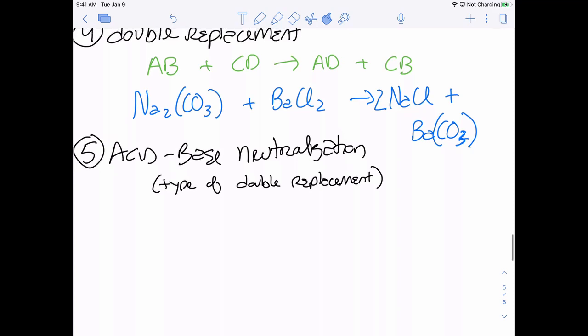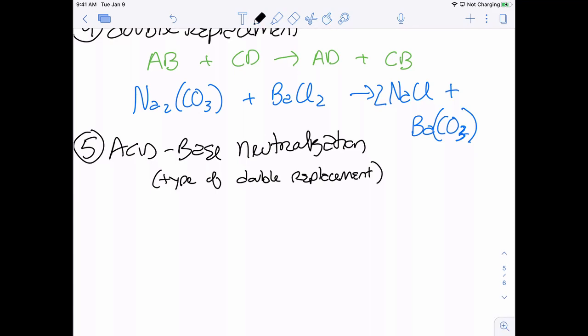So it's going to be acid plus base. We're making water plus something called a salt. The salt is really just, after we do the double replacement, the other thing that you get that's not water, if that makes any sense.